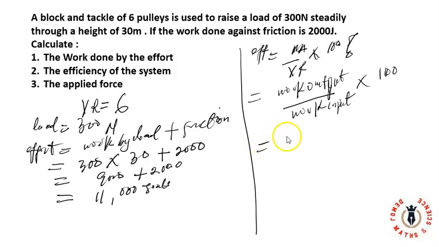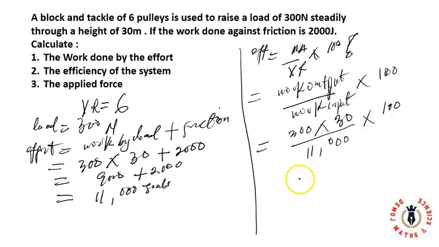Now, that's the same thing as work output, that's 300 times 30, all over total work input. That's the effort input into it. That's 11,000 times 100%. Now, if you compute this with a calculator, you should come up to 81.8%.